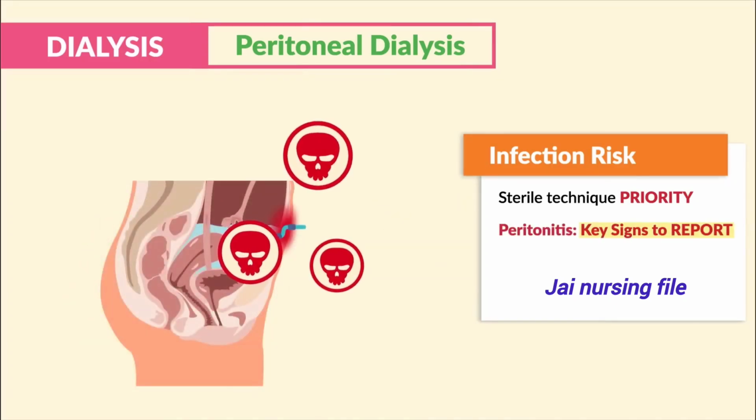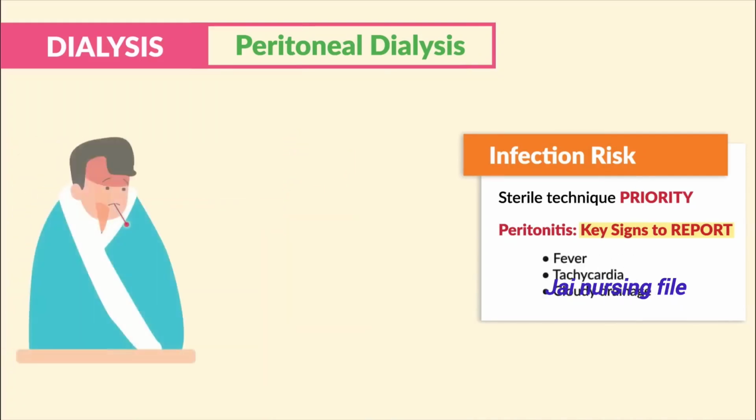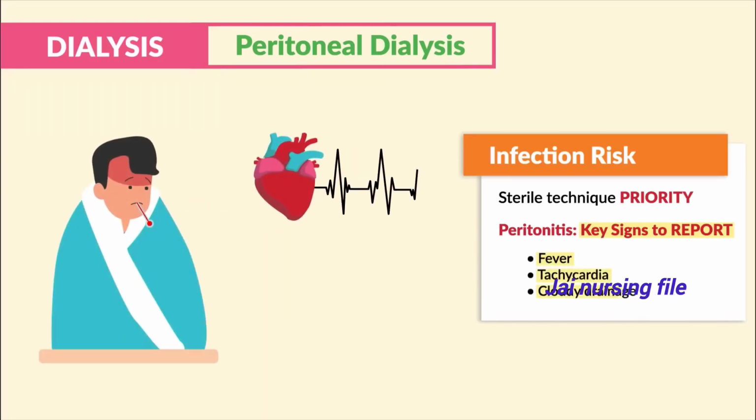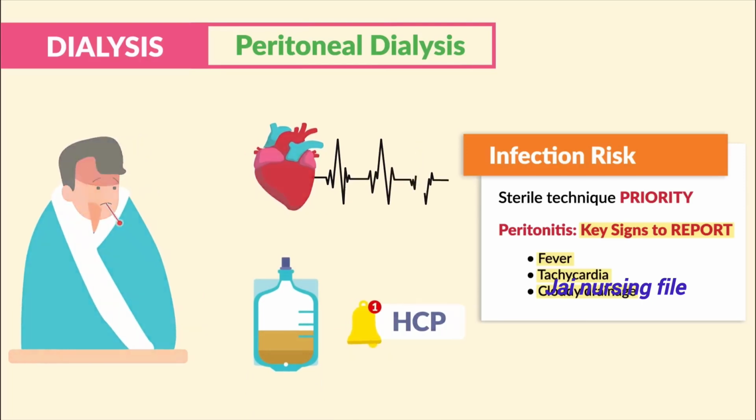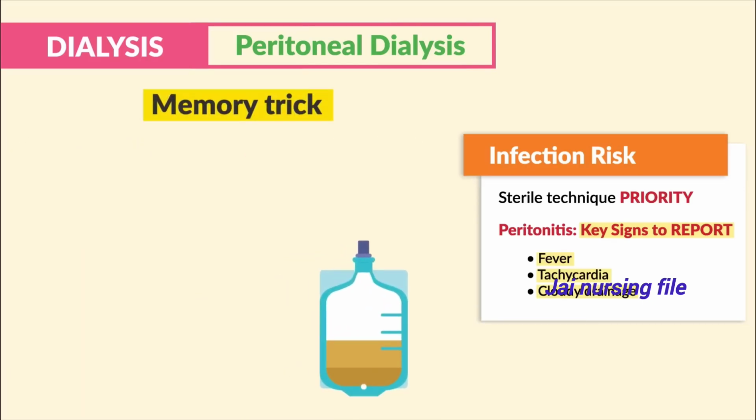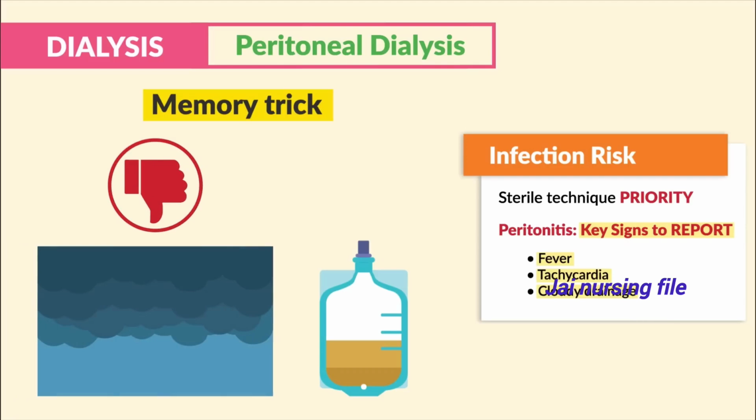So the key signs to report, write this down, is fever, tachycardia, and cloudy drainage. We must report to the HCP immediately. So the memory trick we use is think no one likes cloudy days and no one likes cloudy drainage.